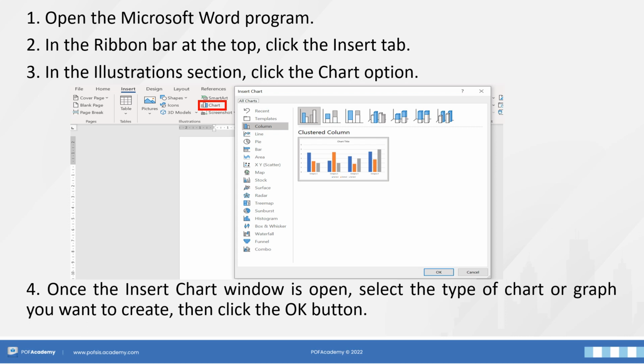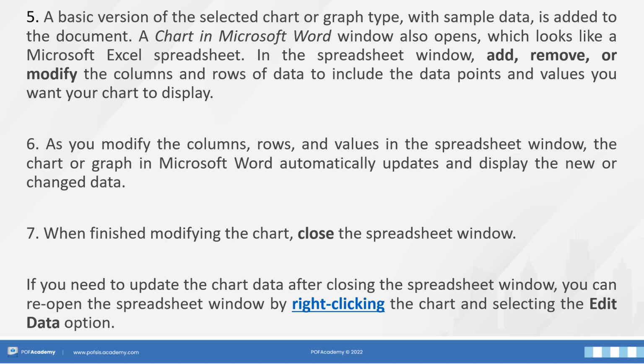So the fourth step, once the insert chart window is open, select the type of chart or graph you want to create. Then just click the OK button. The fifth step, a basic version of the selected chart or graph type with simple data is added to the document. A chart in Microsoft Word window also opens, which looks like a Microsoft Excel spreadsheet. In the spreadsheet window, add, remove, or modify the columns and rows of data to include the data points and values you want your chart to display.